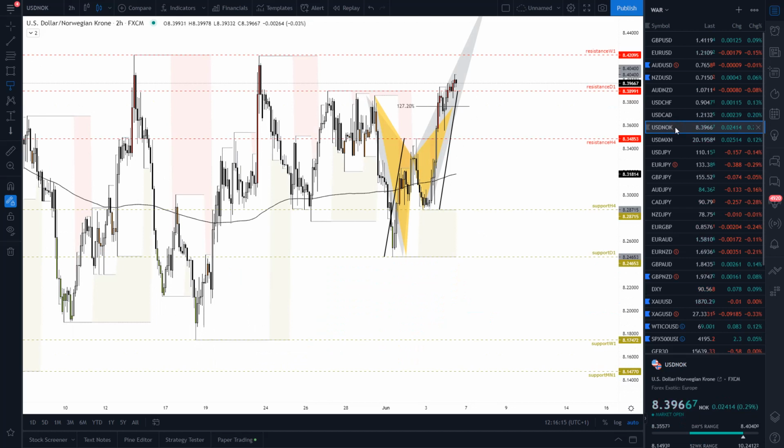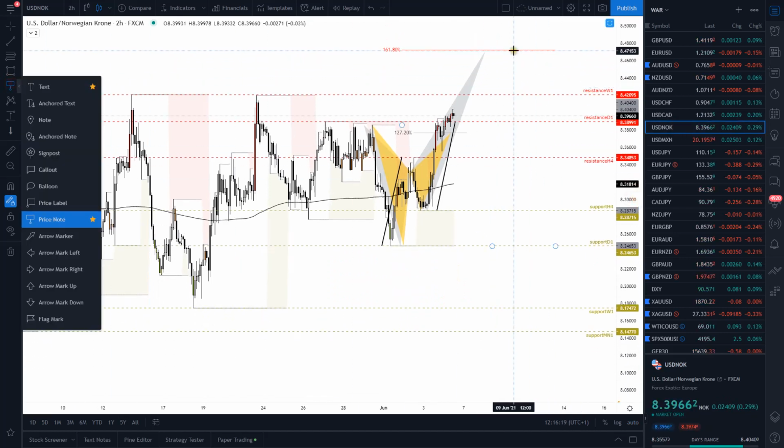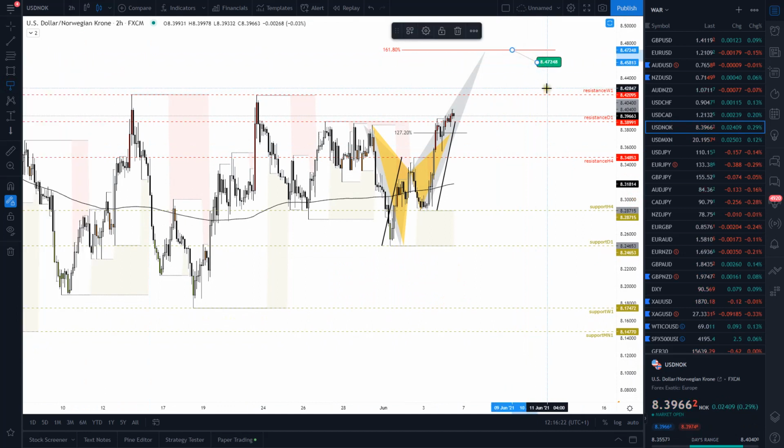The Norwegian krone, with another one projected also at 847.24.